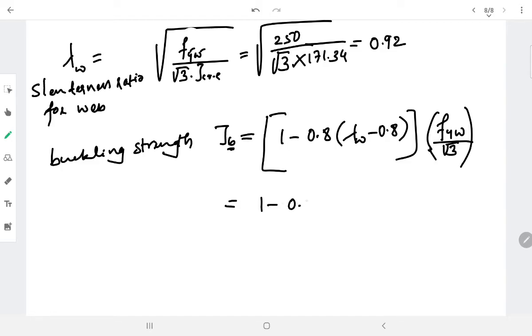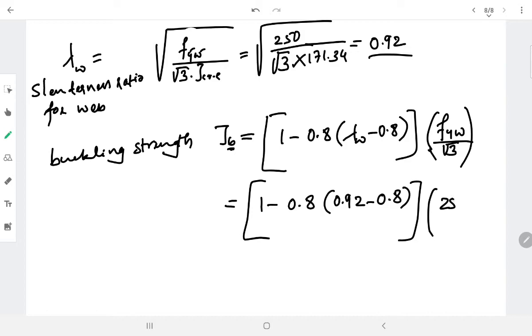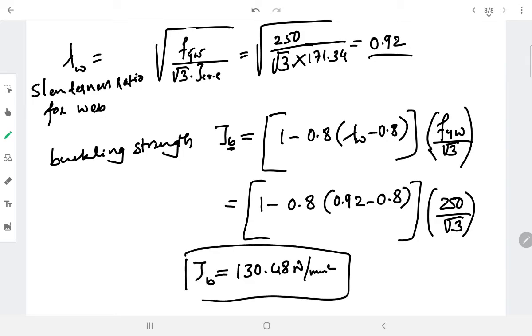1 minus 0.8 into (lambda W is 0.92, the slenderness ratio, minus 0.8), into FYW, which is 250 divided by square root of 3. Just calculate this, and you will get 130.48 Newton per mm square. What is this? Buckling strength.